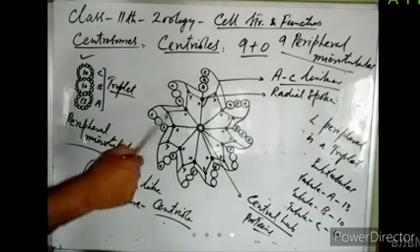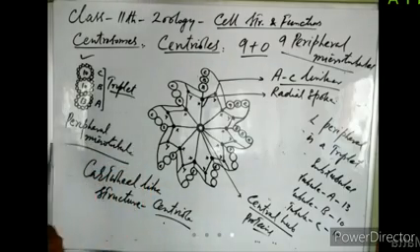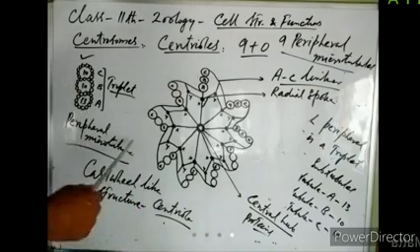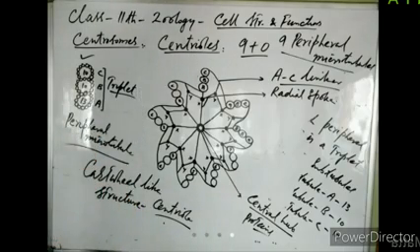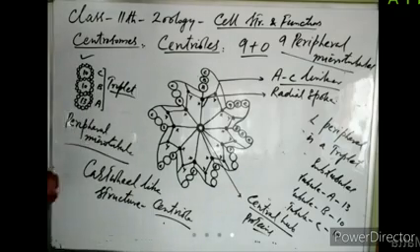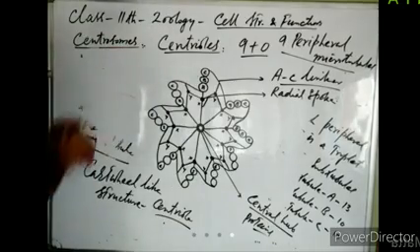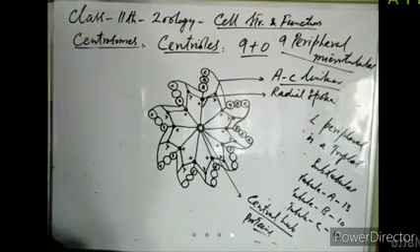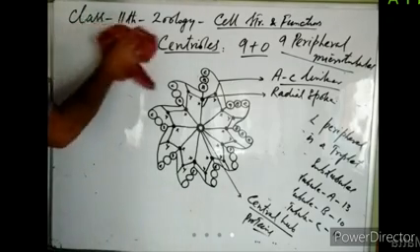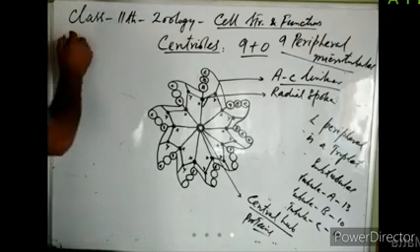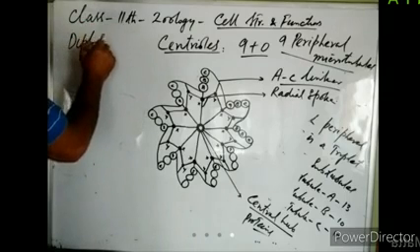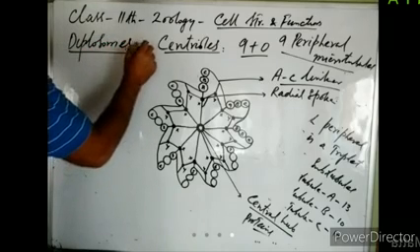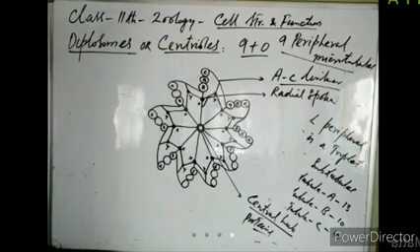So in this way, this arrangement of microtubules along with the radial spokes and the linkers forms a cartwheel-like structure. And this cartwheel-like structure is our centriole. You know, centrioles are also known as diplosomes. You might have heard centrioles are also known as diplosomes. Why are centrioles also known as diplosomes?